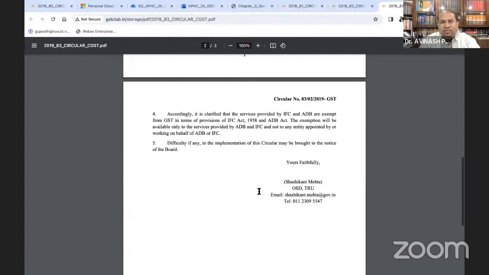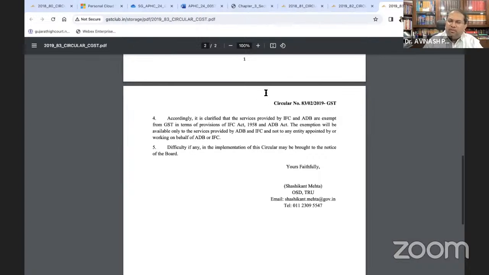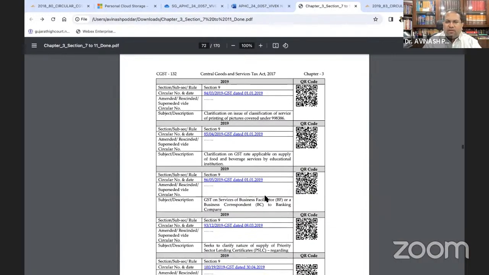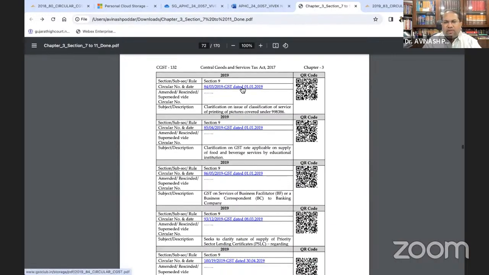The exemption will be available only to the services provided by ADB and IFC and not to any entity appointed by or working on behalf of ADB or IFC. So now they have made it very clear that they will be following the mandate which is there in the IFC Act and ADB Act, and therefore it will continue to be exempted even in GST. Now, let us move to the next.